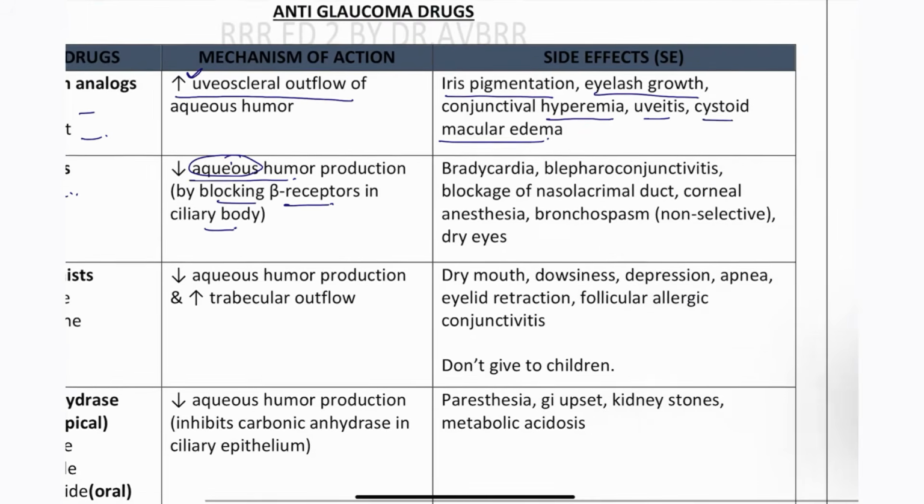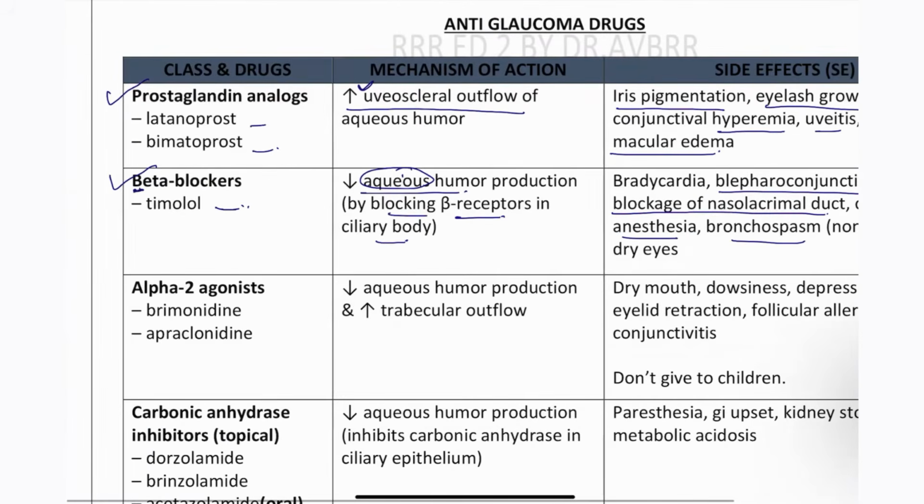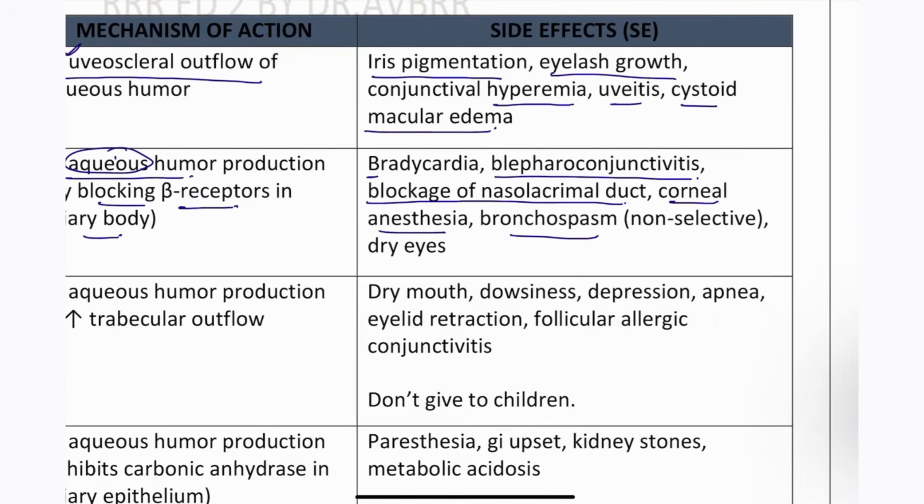But what are the associated side effects? Blepharoconjunctivitis, blockage of the nasolacrimal duct, corneal anesthesia, bronchospasm. Beta blockers start with B, and here you can see bradycardia, blepharoconjunctivitis, blockage of the nasolacrimal duct, bronchospasm. Everything starts with B only. Corneal anesthesia too. Remember it this way, B B B, like the BBC channel: blepharoconjunctivitis, blockage of the nasolacrimal duct, and corneal anesthesia.